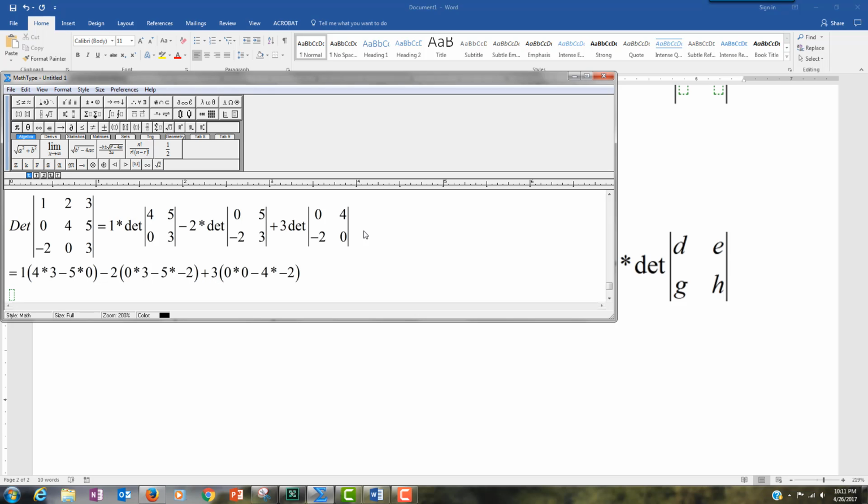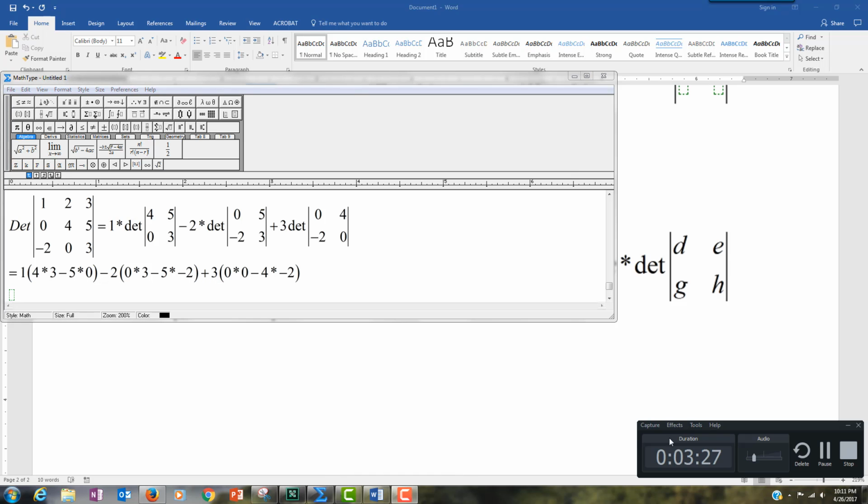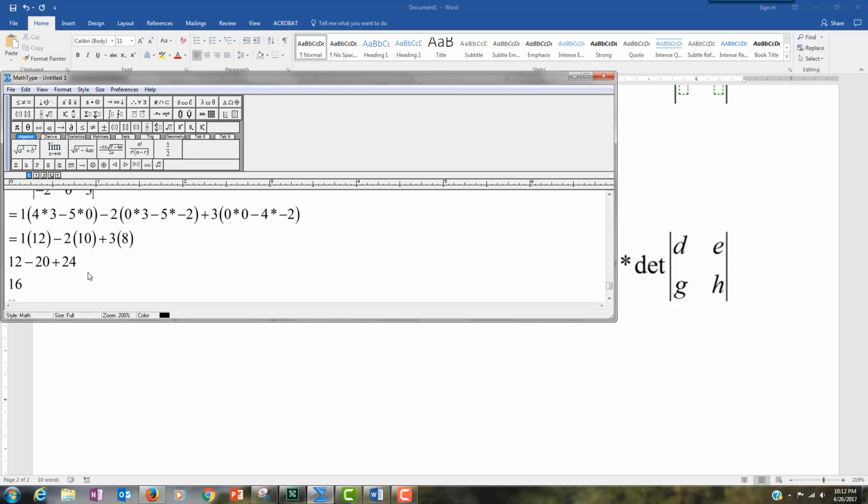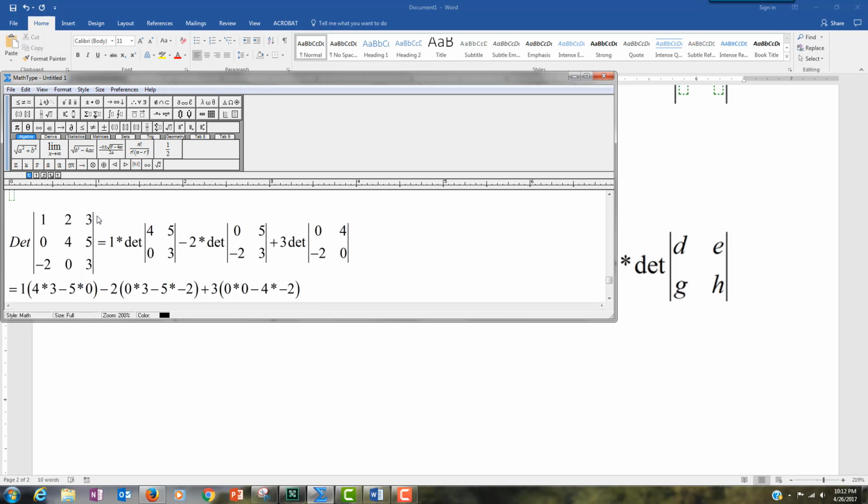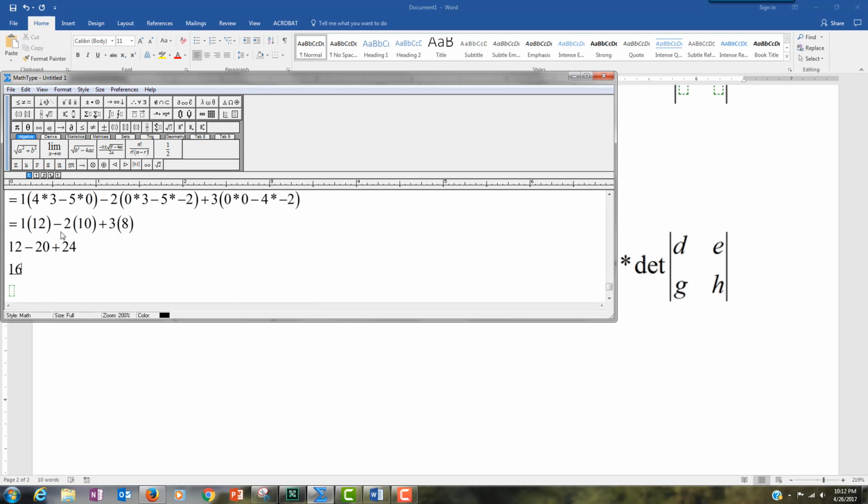All right, so I'm going to pause this and work out the little calculations here. Okay, so just to show you what I got here: once I multiplied and subtracted, I got this string of numbers. And so finally I end up with this magic number 16. Okay, so the determinant of the original 3 by 3 happens to be 16.